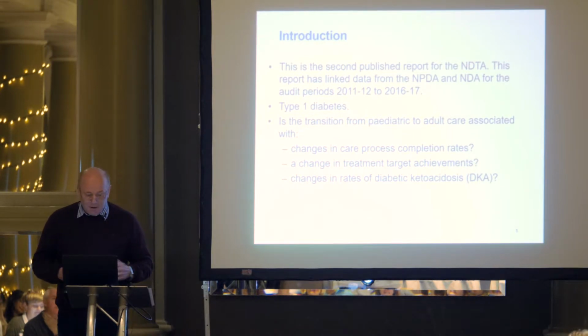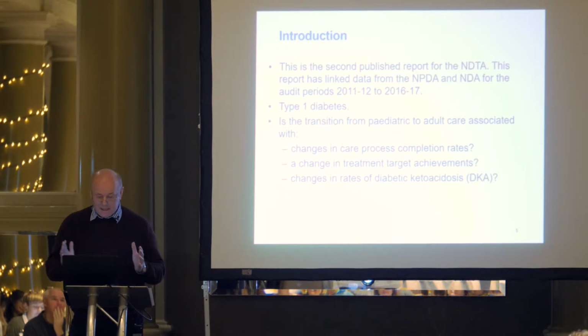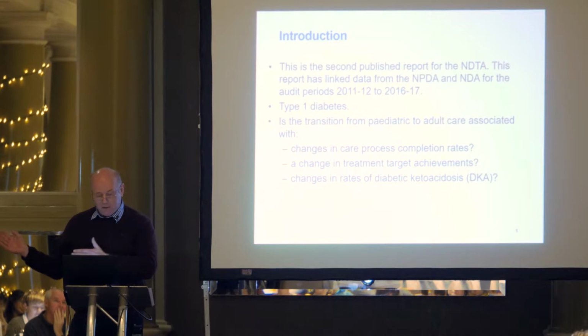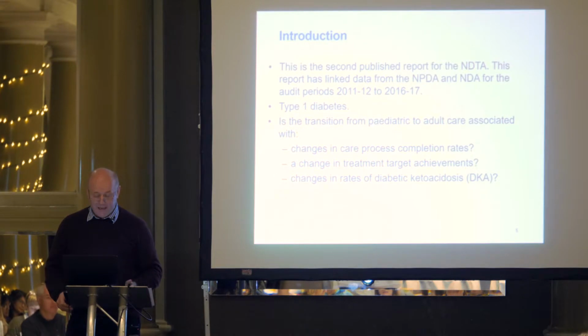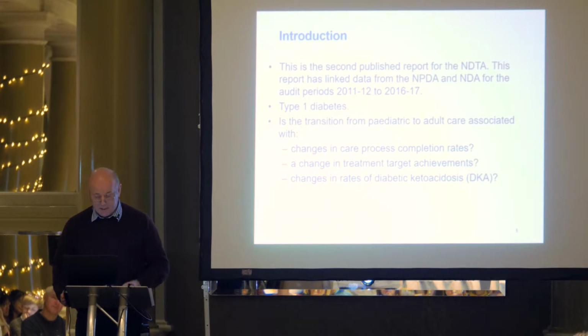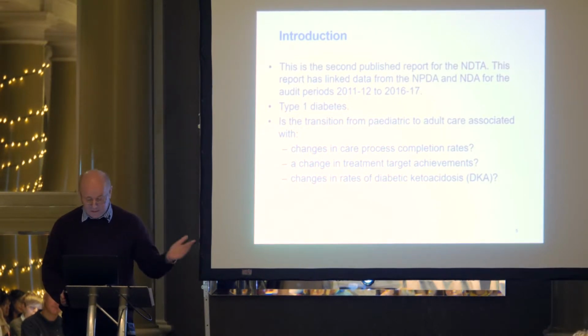So I said this is the second published report. It's taken data from 2011-12 right up to 2016-17. It's just focused on type 1 diabetes. What we've tried to answer is: is the transition from paediatric to adult care associated with changes in care process or healthcare check completion rates? Is there a change in achievement of treatment targets, and are there any changes in rates of diabetic ketoacidosis? That's not a diagnosis, this is recurrent episodes of DKA.